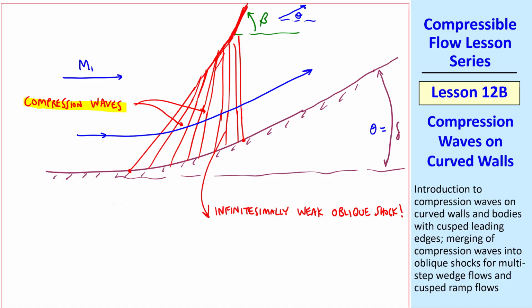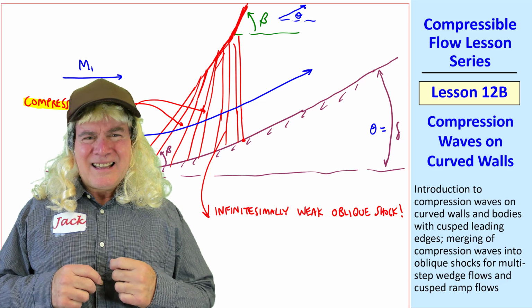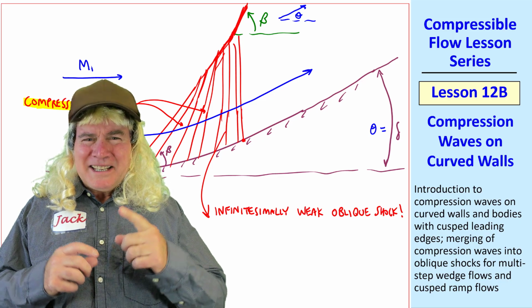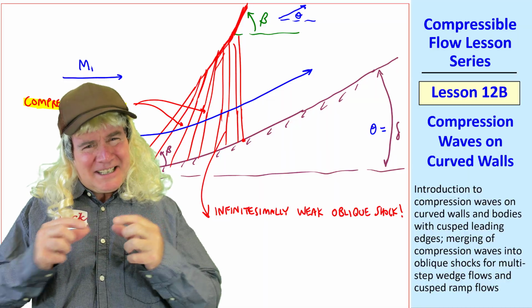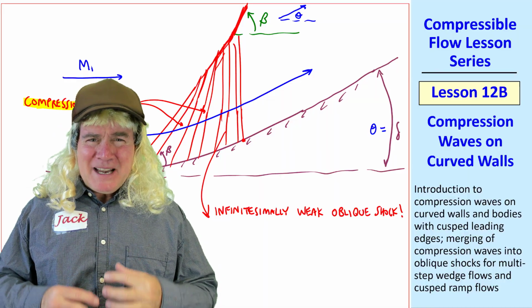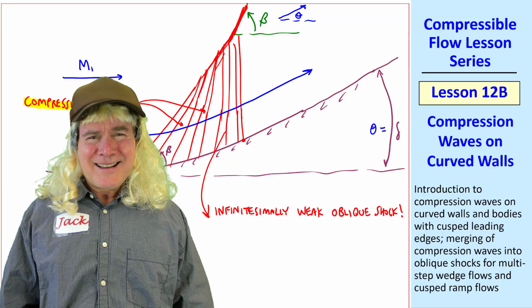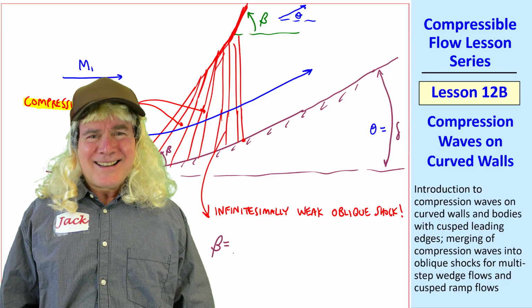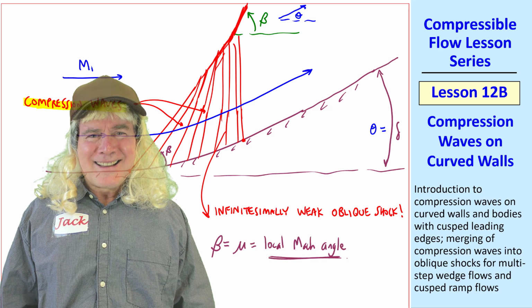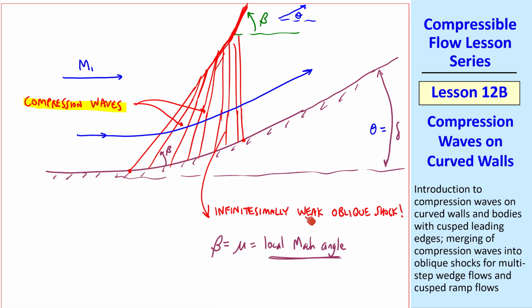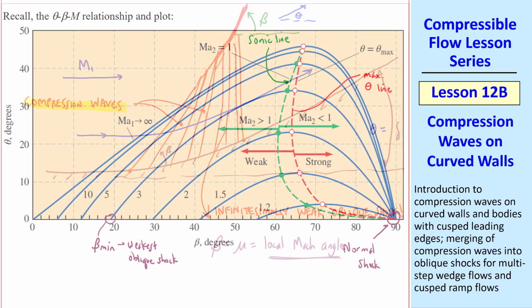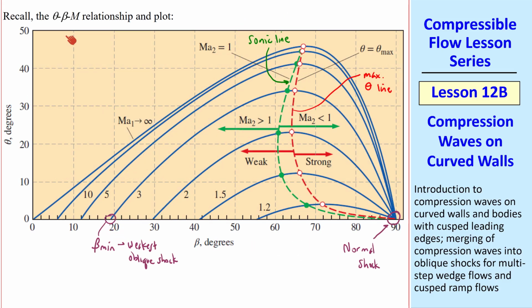And let me ask the students, what is the shock angle beta for one of these compression waves? Well, since these oblique shocks are infinitesimally weak, wouldn't beta be the same as the Mach angle? That's right, Jack. It turns out that beta is equal to mu, the local Mach angle, which is the weakest oblique shock possible, as we pointed out here on our theta-beta-M plot, namely beta min equal mu.